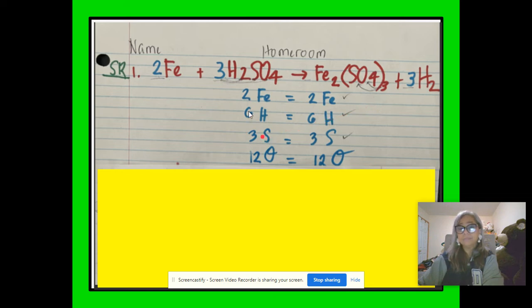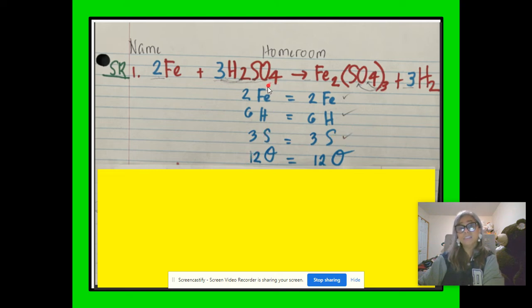How about S? S by itself is, you see, an understood one here, right? But then you have a 3 outside. So that means you have 3S on the left. How about on the right side? So just like in math, brackets, right? Whatever is inside, if you have here a subscript, that subscript is shared to everyone here. So S here would be a 3, right? So 3. And so sulfur now is balanced.